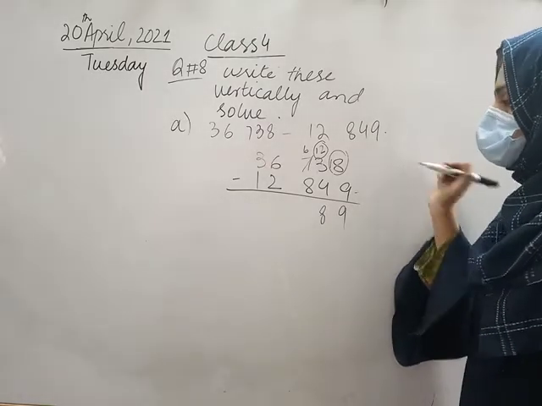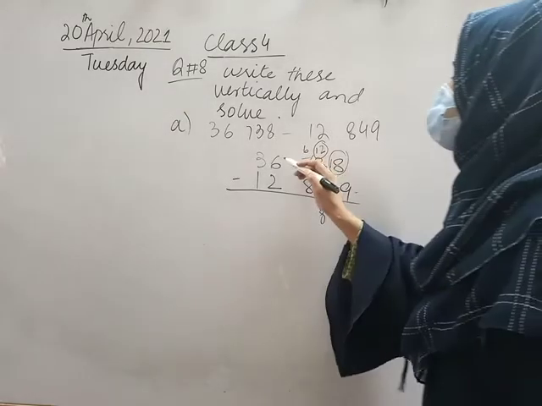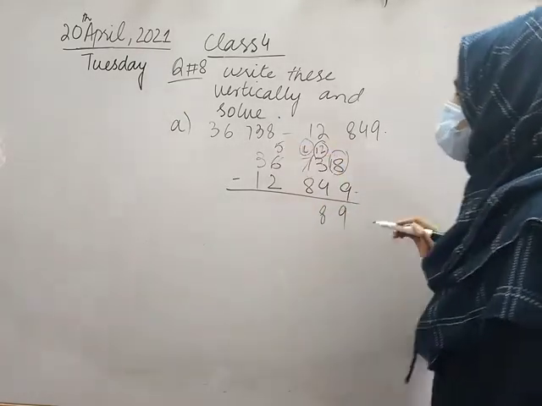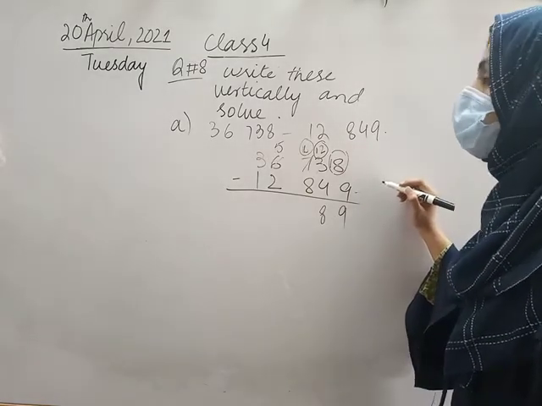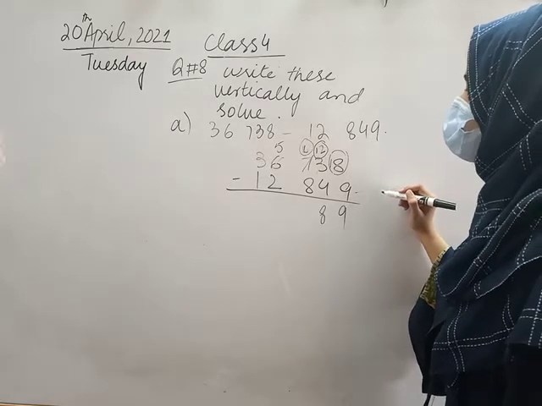6 minus 8. The upper value is smaller and the lower value is greater. So is it possible to subtract smaller from larger? No, it is not possible. So that's why we will take carry from the next number. So this will become 16 and this will make 5. Fine. Now we have 16 minus 8. For upper the value is 16 and for lower we have 8.